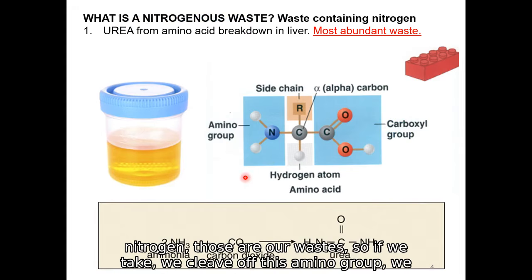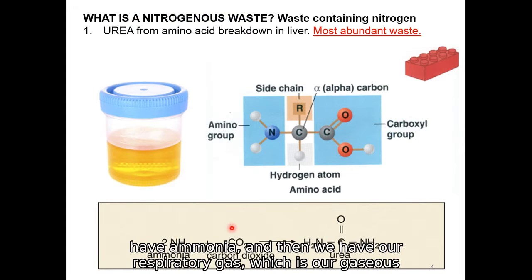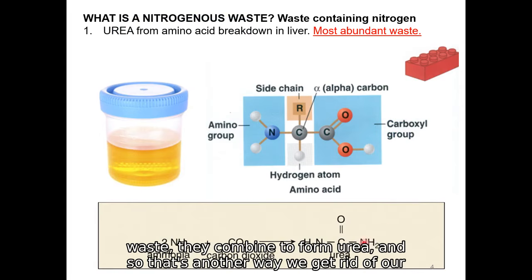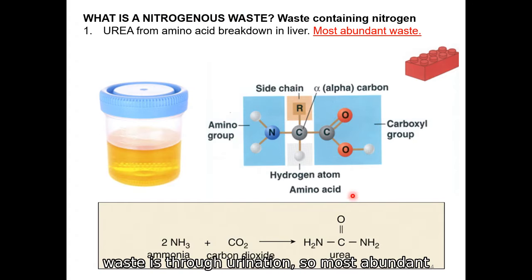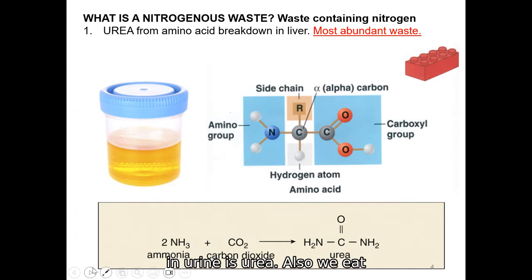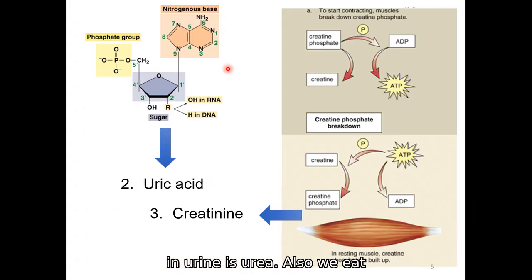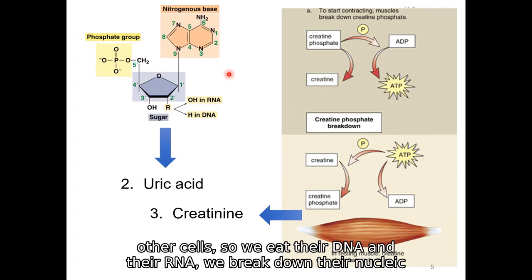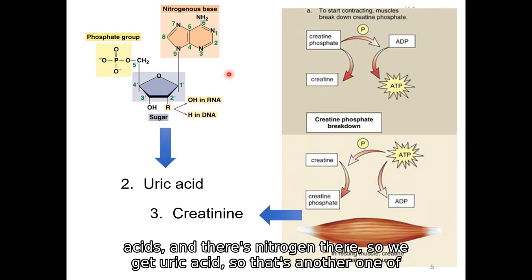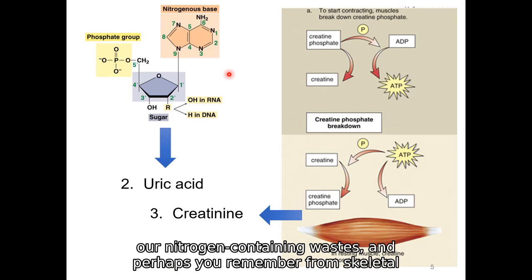So if we cleave off this amino group, we have ammonia, and then we have our respiratory gas, which is our gaseous waste. They combine to form urea. And so that's another way we get rid of our waste, through urination. So most abundant in urine is urea. Also, we eat other cells, so we eat their DNA and their RNA. We break down their nucleic acids, and there's nitrogen there, so we get uric acid. So that's another one of our nitrogen-containing wastes.